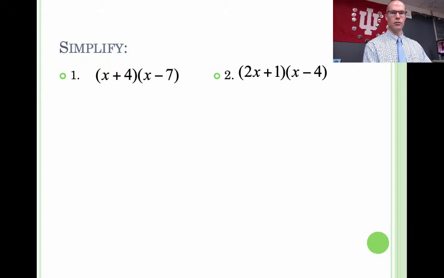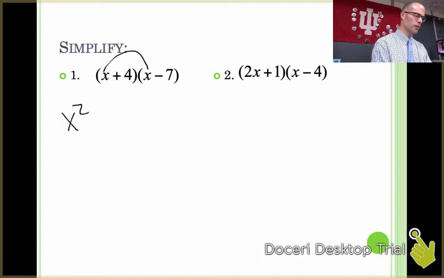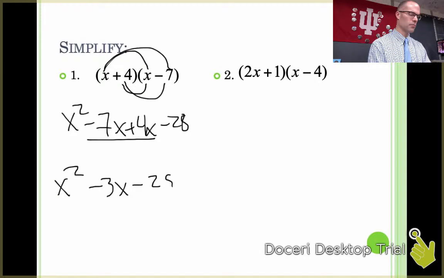Okay, so let's do a little review from what we did last time. If we want to simplify this, that means we're going to FOIL or double distribute. So I'm going to go x times x, which gives you x squared. That gives you negative 7x. That gives you positive 4x. And that gives you negative 28. So now our like terms would be the negative 7x plus 4x. So we're going to have x squared minus 3x minus 28.